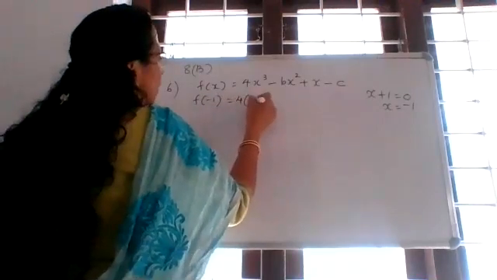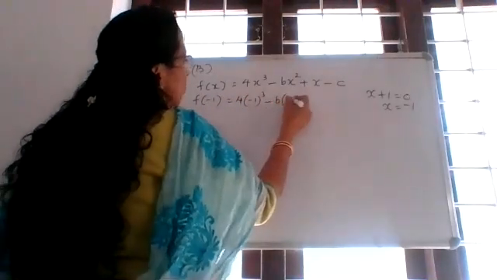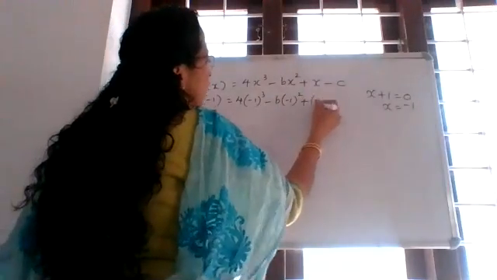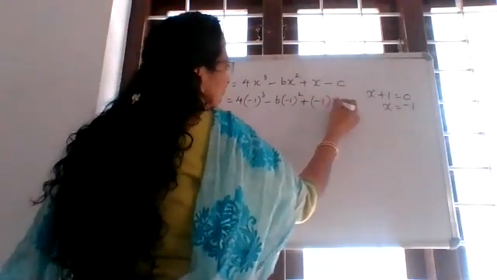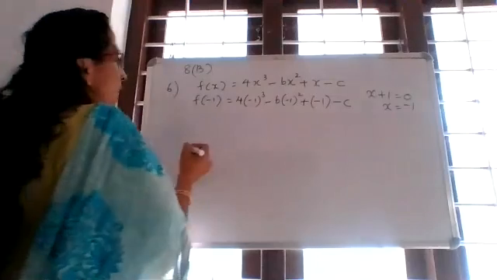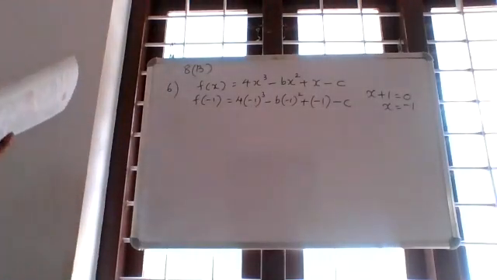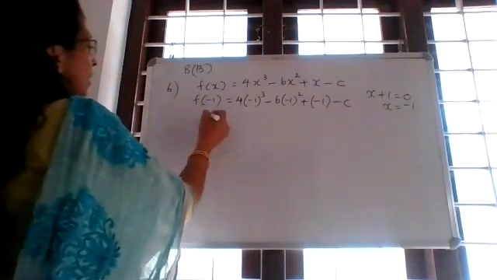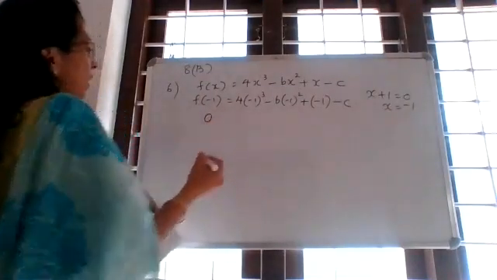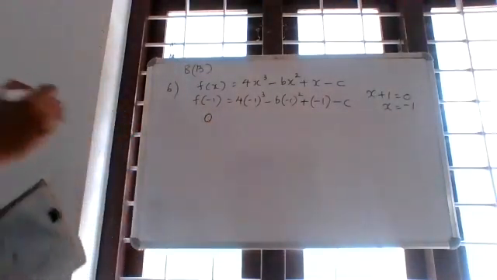So 4 into (−1)³ minus b into (−1)² plus x, which is −1, minus c. Given what? It leaves remainder 0 when divided by x + 1. So instead of f(−1), we can write it as 0.